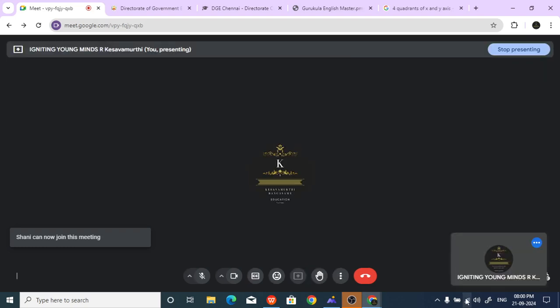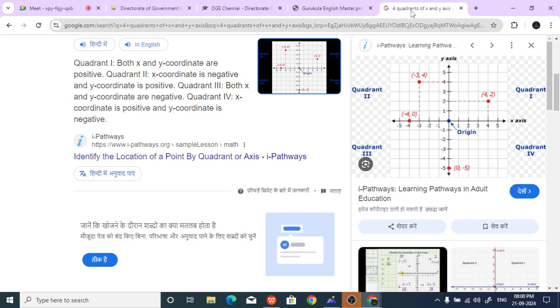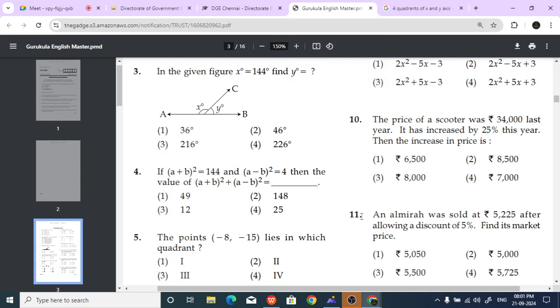Now I think you are able to listen to my voice. Are you able to hear my voice? Yes, sir. Earlier, I think there was some network problem. Yes, so now you have seen this picture, y-axis, x-axis, quadrant 1, quadrant 2, quadrant 3, quadrant 4. Have you seen this? Hello? Yes, yes. Now we'll go to the next question. Okay. So can you read question number 11?